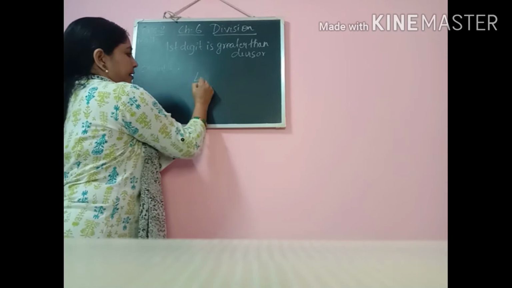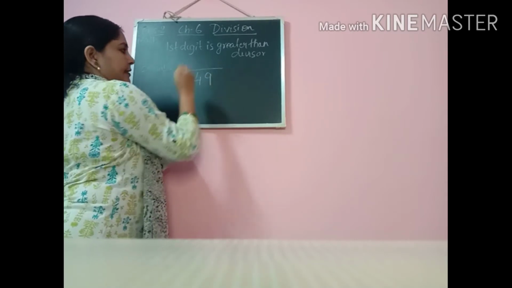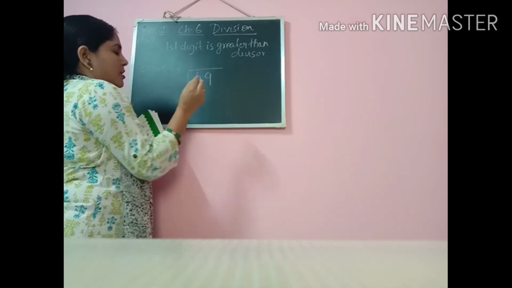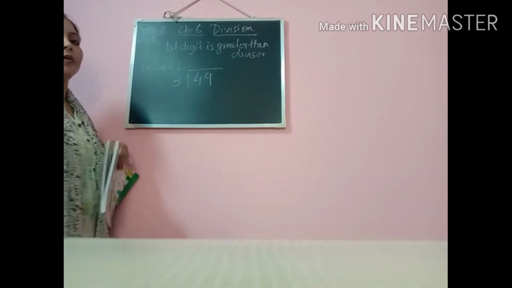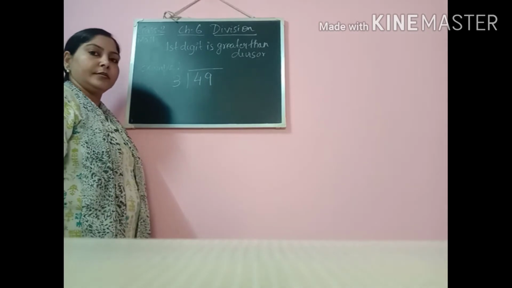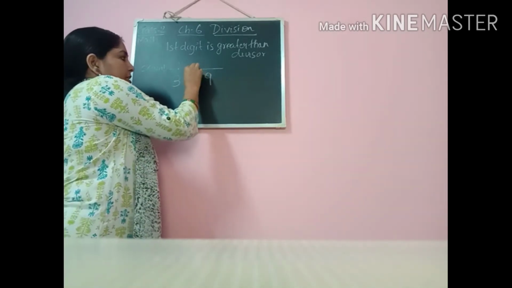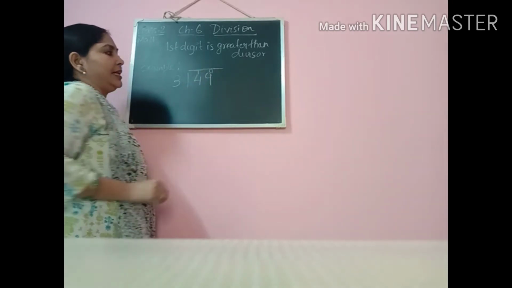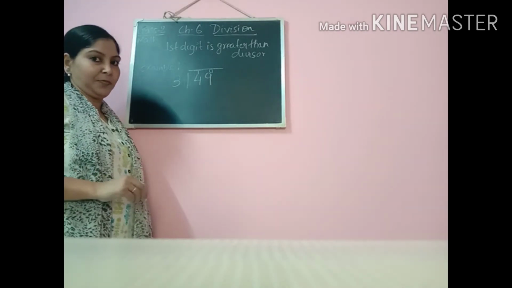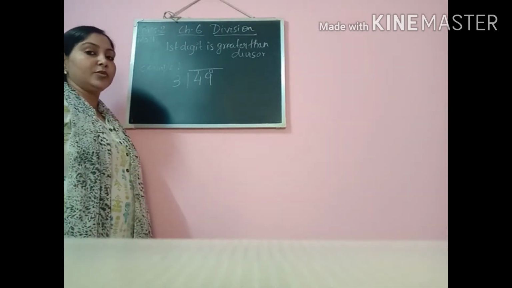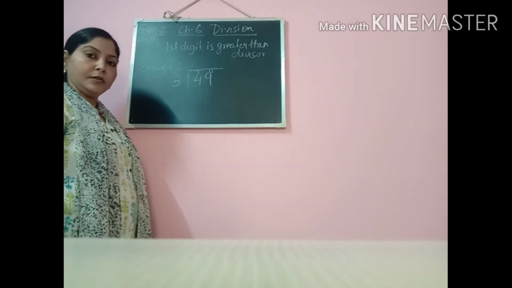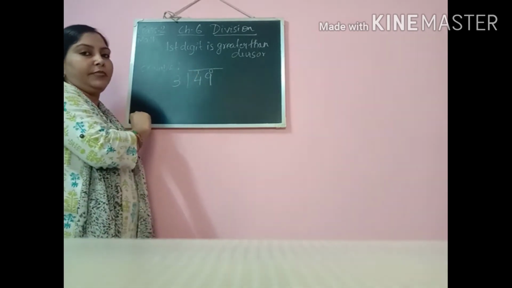Say, for example, let us take 49 divided by 3. Okay, I am dividing 49 by 3. Now, this 4 is in the tens place and 9 is in the ones place. So as I told you earlier in the previous example, we have to start from the highest place value. Over here, the highest place value is tens. So we will first think of this number. Okay. So we are going to read out the table of 3.